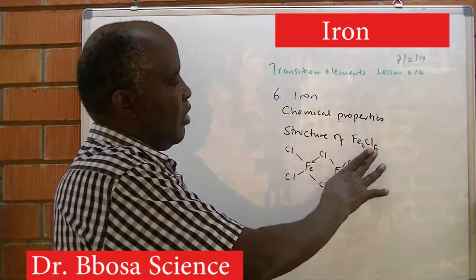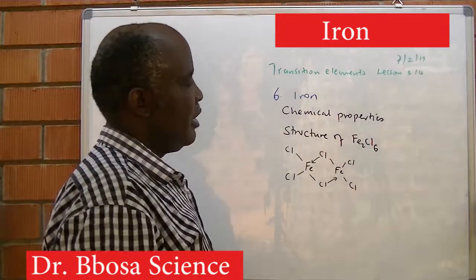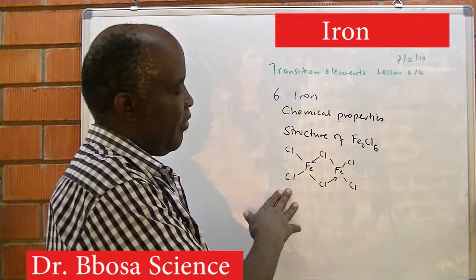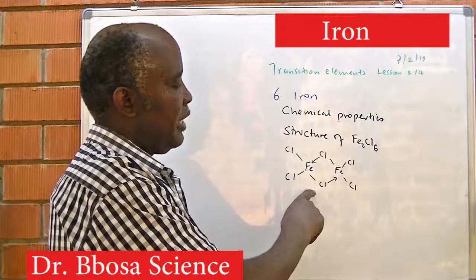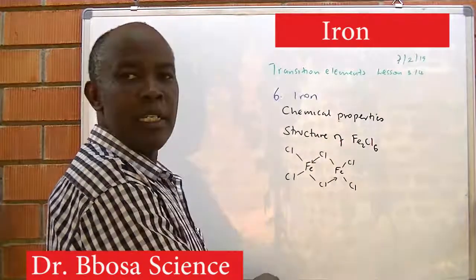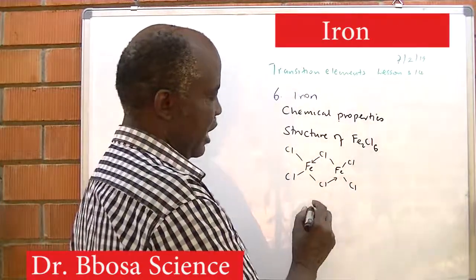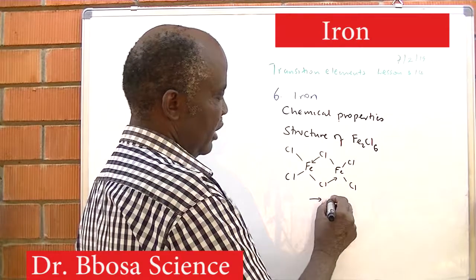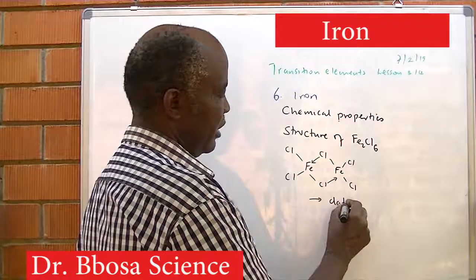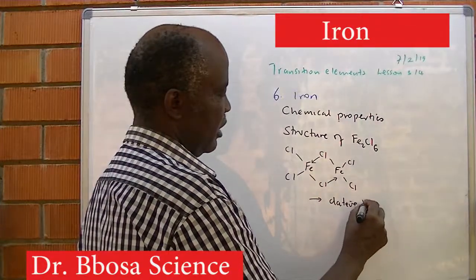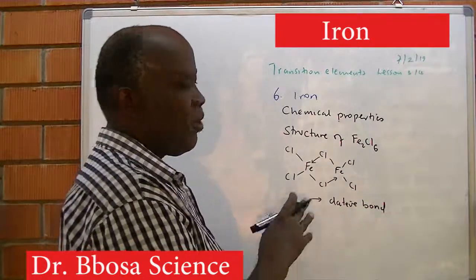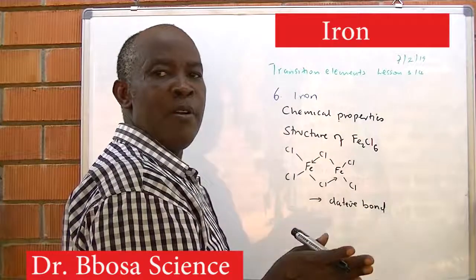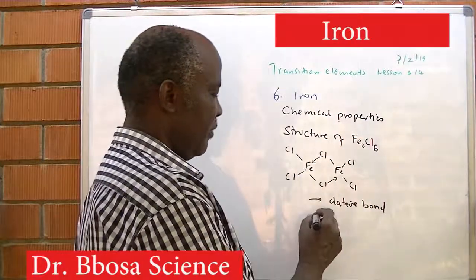Structure of iron(III) chloride. Iron forms a dimer through the dative bonds between chlorine and iron, chlorine and iron. This bond here is a dative bond. A dative bond is a covalent bond where both electrons are provided by one atom only.